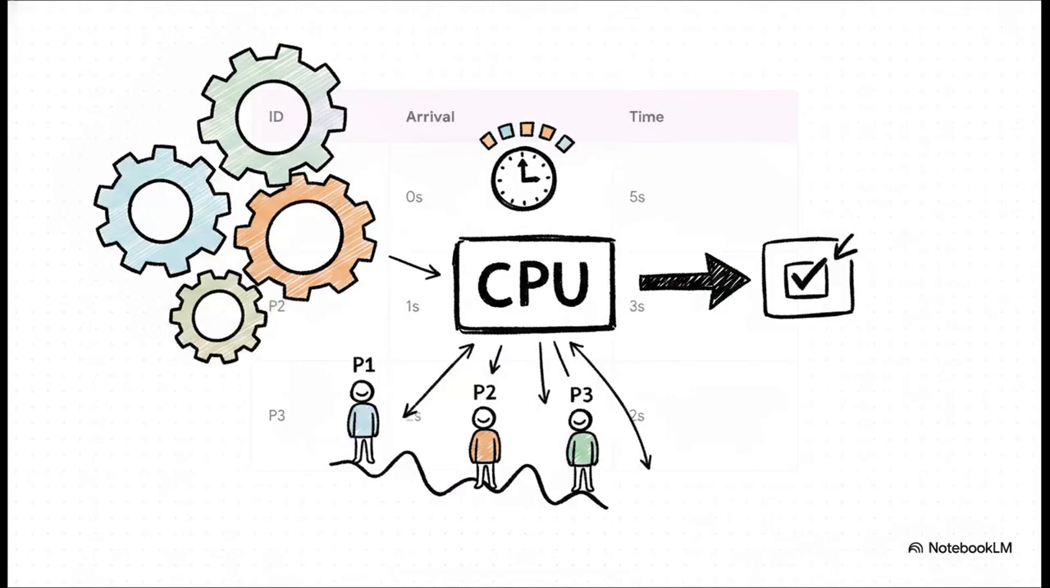But what happens when multiple processes are begging the CPU for attention at the exact same time? Well, the OS has to use scheduling. Here's a classic numerical example of first-come, first-served scheduling. It's essentially treating the CPU like a queue at a shop counter. As you can see, we've got process 1 arriving first, needing 5 seconds. Process 2 arrives a second later, needing 3 seconds. And process 3 arrives at the 2-second mark, only needing a quick 2-second job.